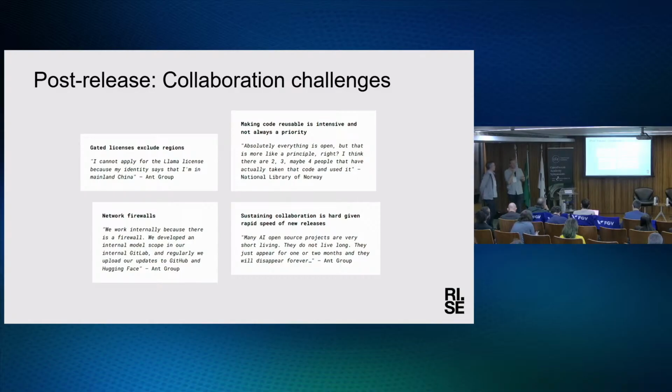A third one is from the National Library of Norway. They share their code because they are really dedicated to open science principles, but it takes a lot of effort and time to make the code reusable and legible. So they said that they released it, but they haven't had much engagement, and they actually don't expect much engagement, because that's not really the point. The point for them is just to share it. And the final one is sustaining collaboration given the velocity, which I mentioned earlier. Models are coming out so quickly, and developers are flocking from model to model, so that's a major challenge.